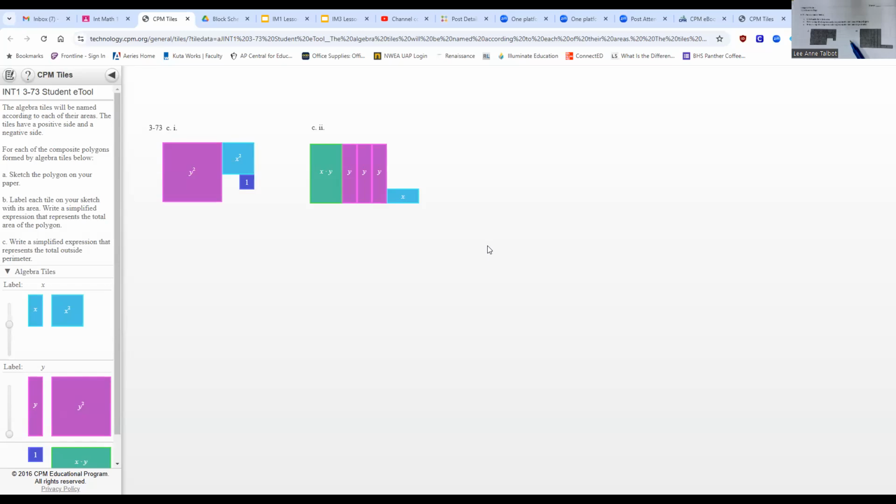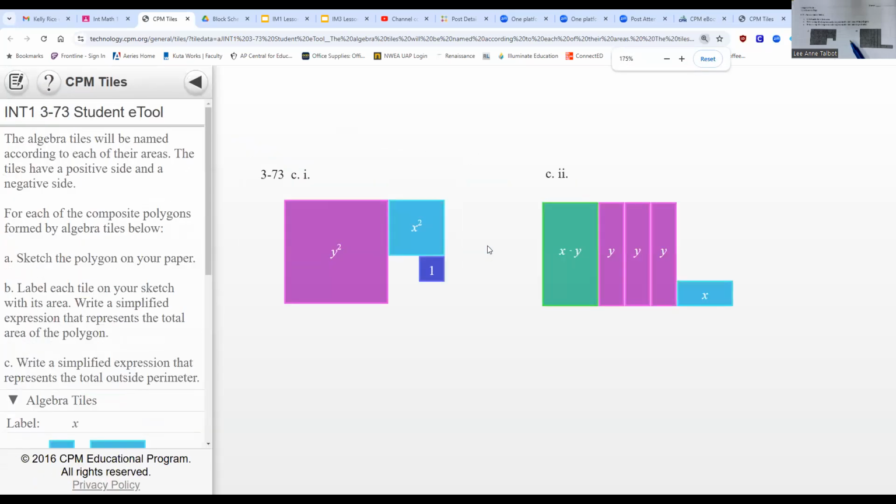How much experience do you have with these already? 0? Okay, so this is the information that you need from middle school if you did not go to our middle school and did not have algebra tiles.